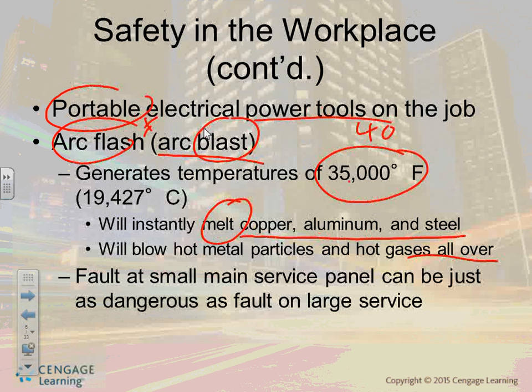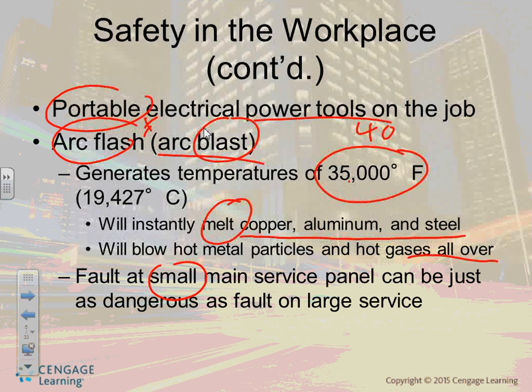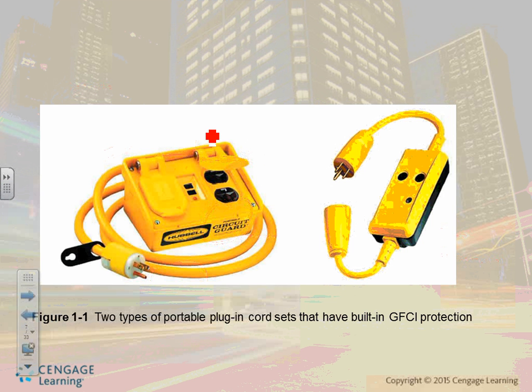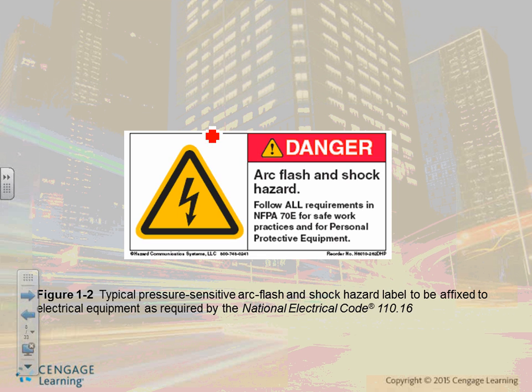And don't think that small services will not get you an arc flash. They could get you enough arc flash to burn your eyes. You didn't die, but you lost the vision in one eye. So smaller services, guys, could also be lethal. This is just your portable plugs that you are supposed to use in construction sites with GFCI protection.